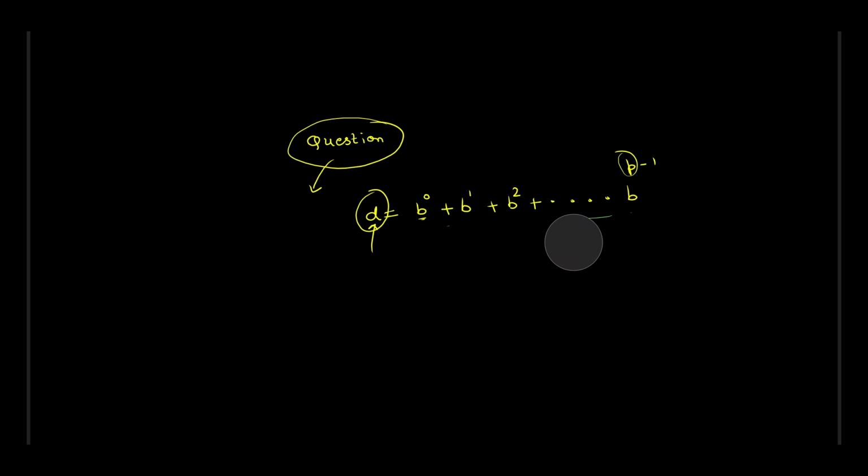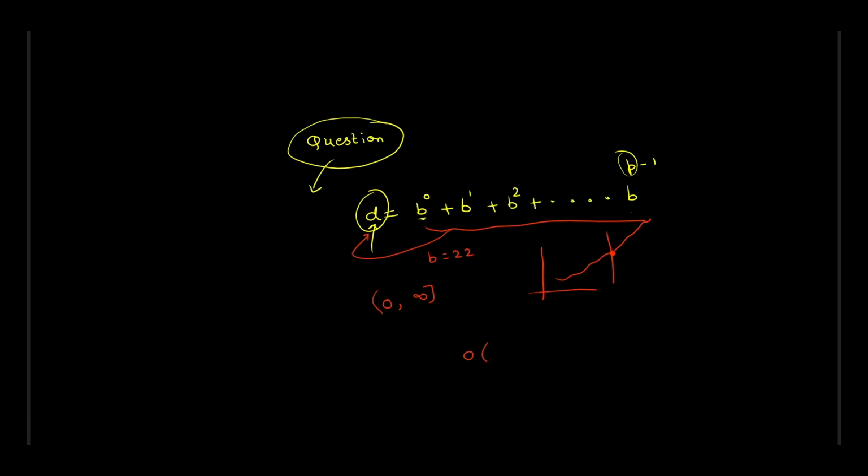But how do you actually find it, right? This is a geometric series. How do you actually find out the b? Since the function is monotonically increasing, you can do a binary search to figure out a particular b. So you guess a b, so b can be, let's say, 0 to infinity, or infinity will be some limit, and then you fix the value of b, like let's say b is equal to 22, and then you compute this expression, and then you check whether that is equal to d or not. So in O of log n time, you can figure out which b produced this particular divisor.